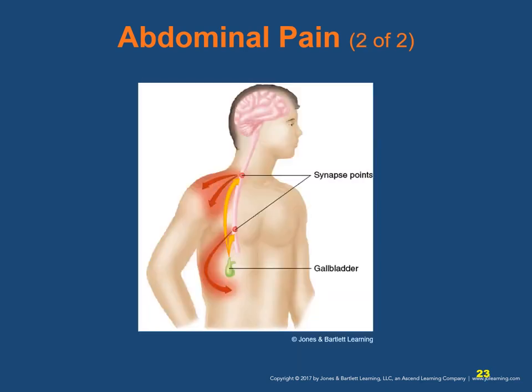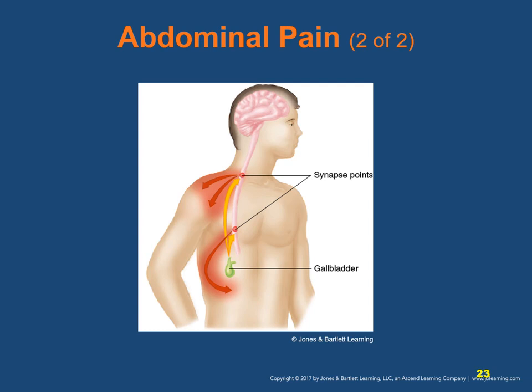This slide demonstrates how active cholecystitis can cause referred pain to the right shoulder. If you notice at the bottom of the cervical spine and the beginning of the thoracic spine, which is the bottom of the neck and the beginning of the shoulders, there's a synapse point. And at this point, there are nerves that branch off into the right arm. If you travel farther down, when you get to the very bottom of the thoracic spine, near the bottom, you come to another synapse point. And that's the nerve that is responsible for sending and receiving signals for the gallbladder.